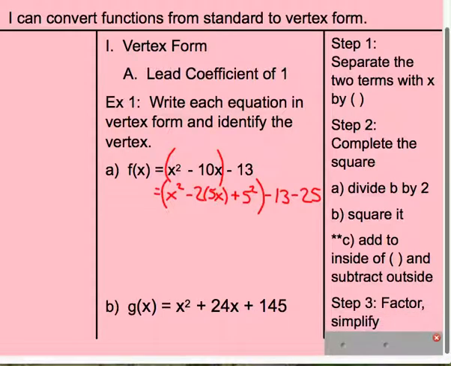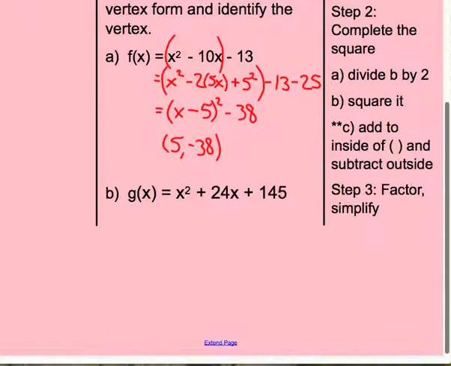And then we're going to go ahead and factor and simplify so that it is in vertex form. So remember, when we complete the square, we don't think when we factor. The x drops down, the negative sign drops down, the 5 drops down, and the square moves to the outside. And then outside the parentheses, we've got that negative 13 minus 25, so we simplify that as well. So now we have our function in vertex form. To identify the vertex, don't forget about the opposite sign, so we've got 5, negative 38 for our vertex.